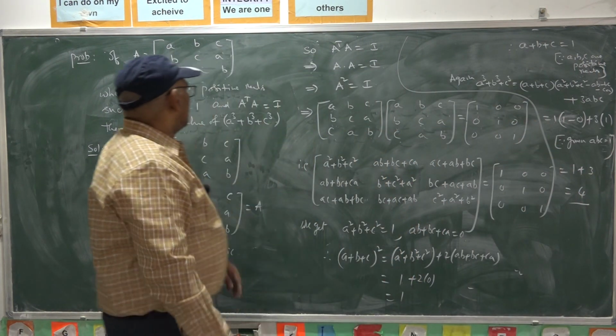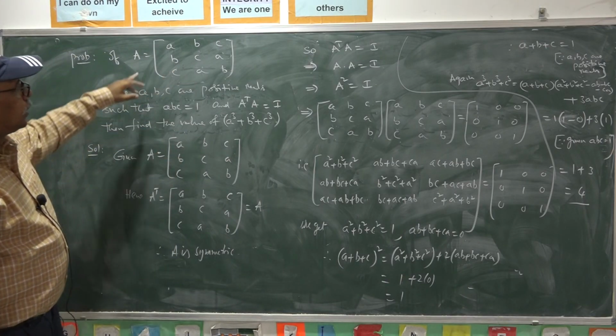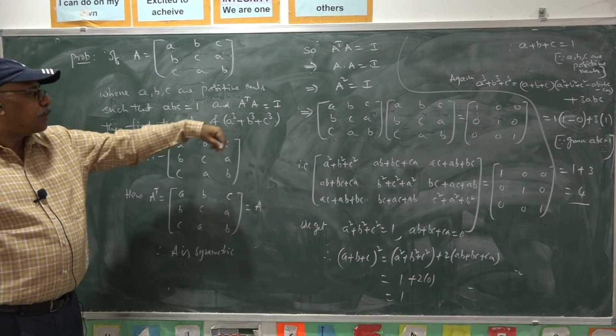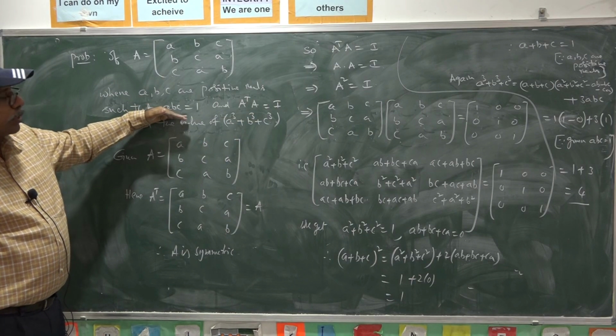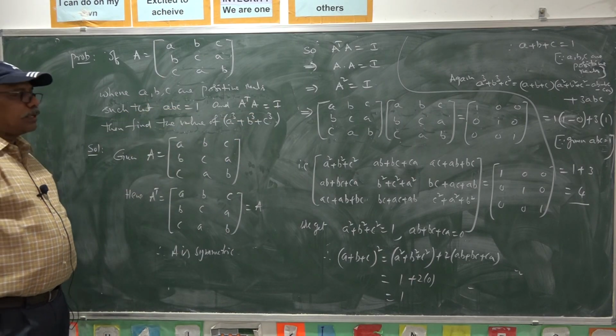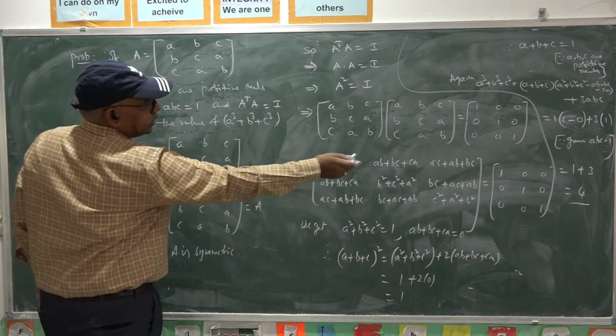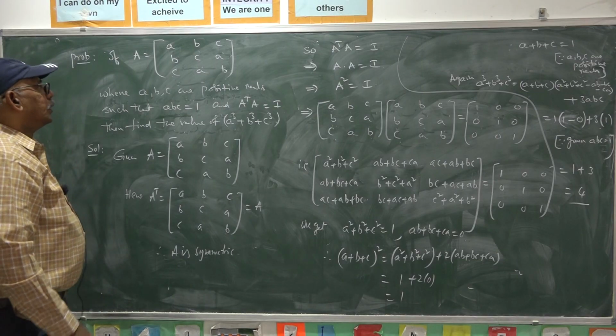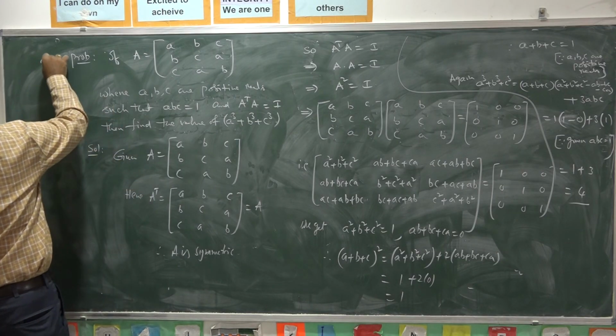So once A is the given matrix [A, B, C; B, C, A; C, A, B], and A transpose into A equal to I, and moreover A, B, C are positive reals such that ABC equal to 1, then A cube plus B cube plus C cube is 4, as well as A plus B plus C equal to 1. This is given in IITs.